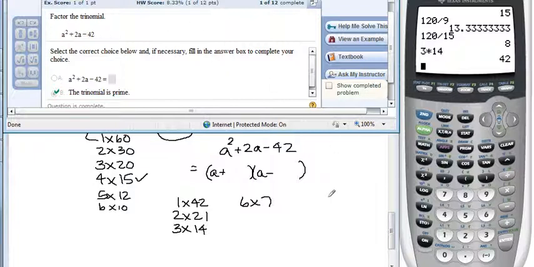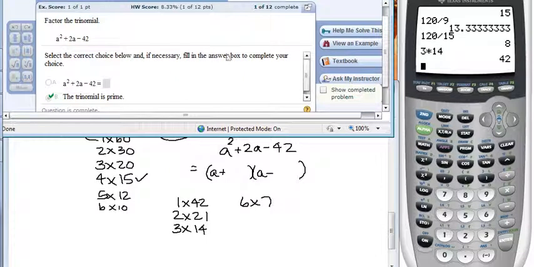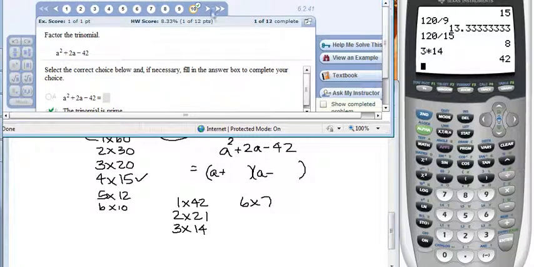How did I lose my... I think I lost my... you see that? I lost my numbers up here. Isn't that weird? There they are.